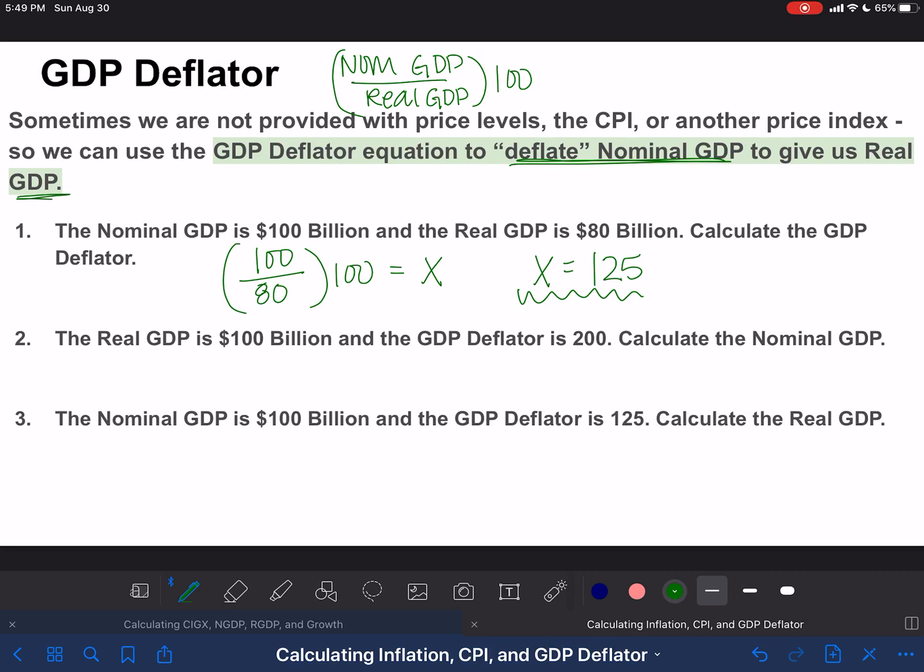So let's check your answers for 2 and 3. Real GDP is 100 billion. GDP deflator is 200. Calculate nominal. So we are looking for the nominal GDP, but we've been provided the real GDP times 100 equals our GDP deflator of 200. So you use algebra and you will determine that the nominal GDP is 200 billion.